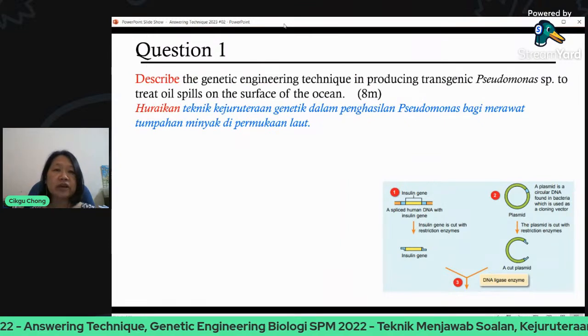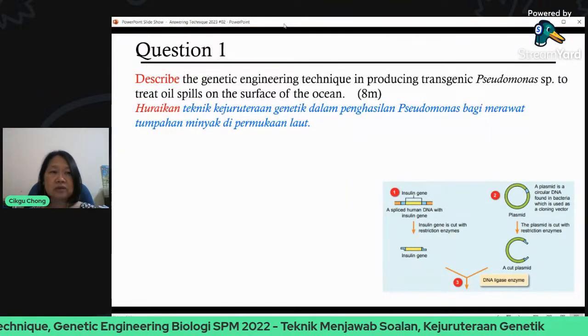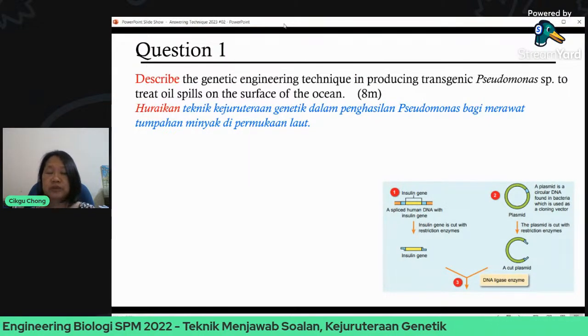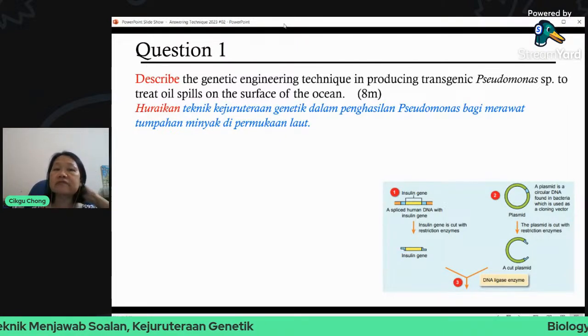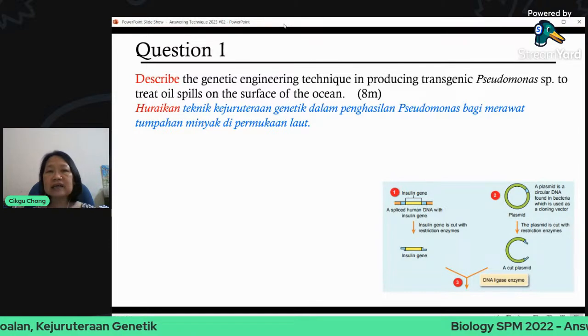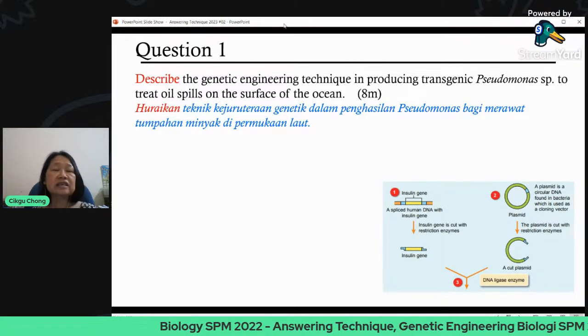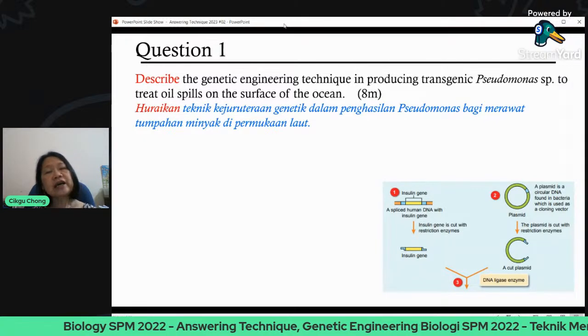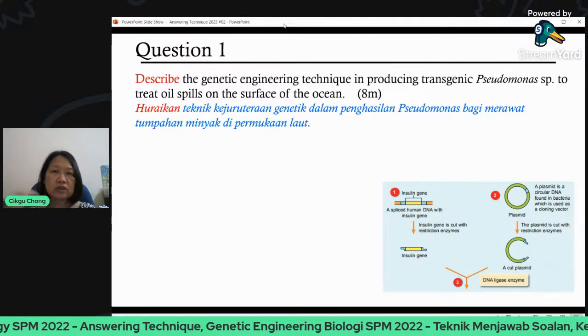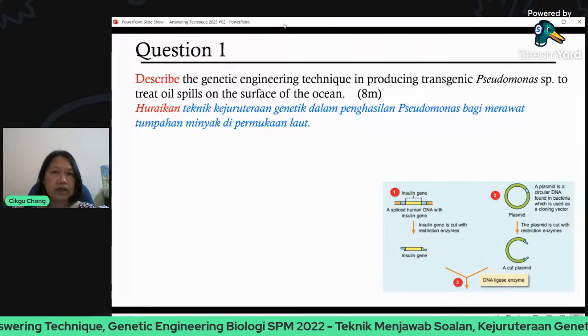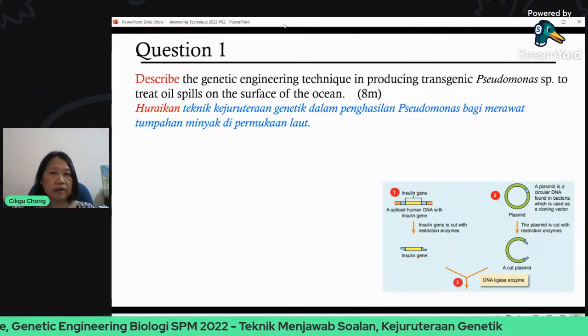Okay, so the question is, describe the genetic engineering technique in producing transgenic pseudomonas to treat oil spills on the surface of the ocean. So, describe the genetic engineering technique. So, when you talk about the genetic engineering technique, you have to take out the gene and insert into the plasmid of the bacteria. And then you allow this bacteria to multiply.